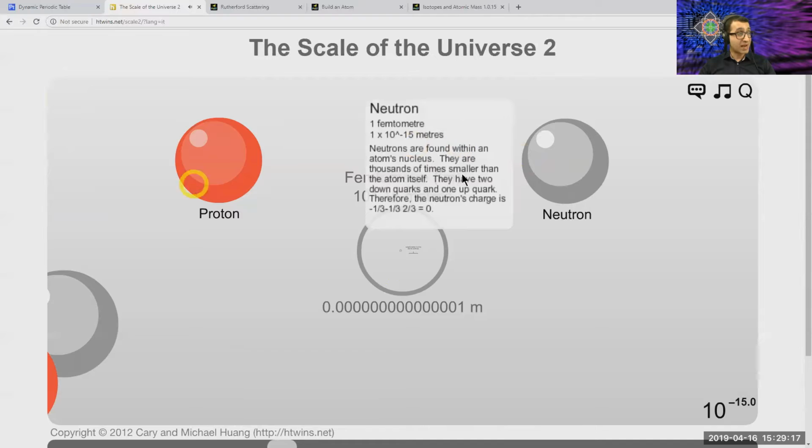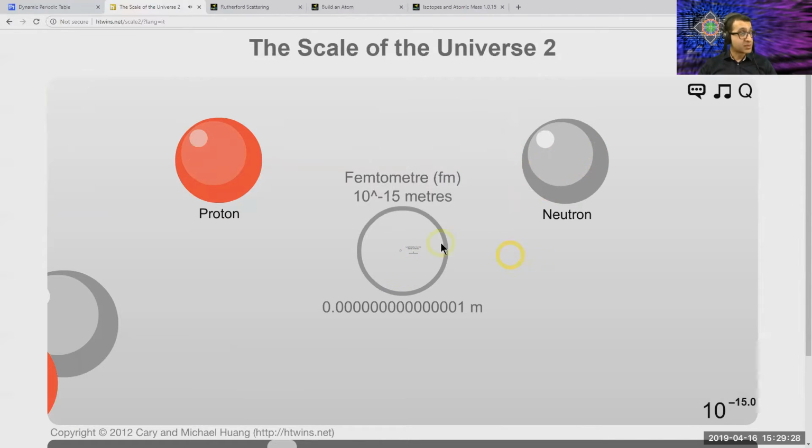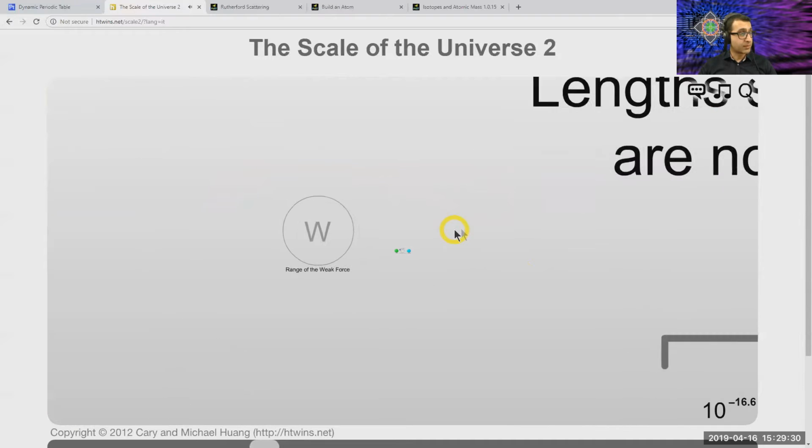So we see here the relative scale, and they have the same mass as well. Proton has 1 unit of positive charge, neutron has 0 charge, neither positive nor negative. So let's see if we can get even smaller here.